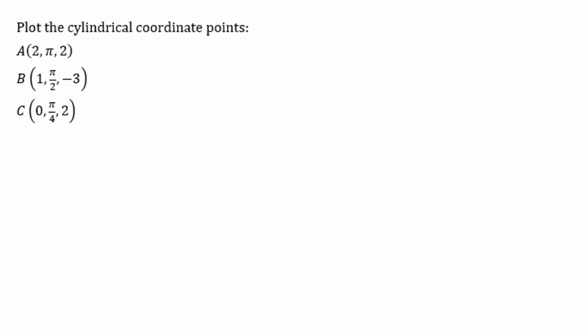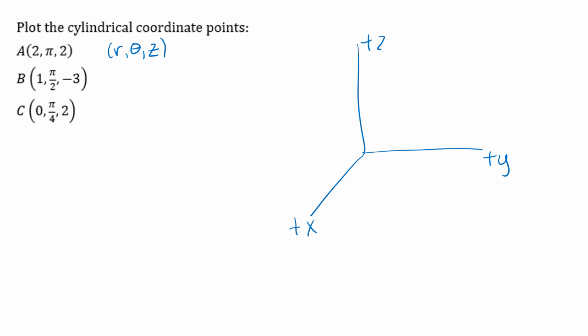For these problems, we're going to just plot some points that are given in cylindrical coordinates. It's important to remember that these are r, theta, z values, so you're clear about what's the r, what's the theta, and what's the z value. I'm just going to set up an xyz coordinate system here, and I'm going to go ahead and label my axes as usual. All right, so I want to think about plotting this point. I tend to like to do my theta first and then do my r and my z values.